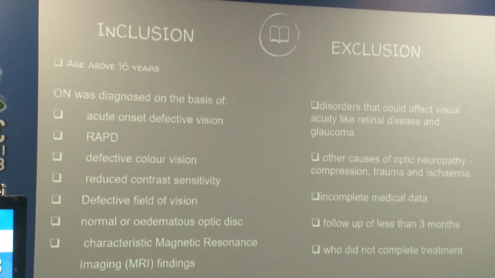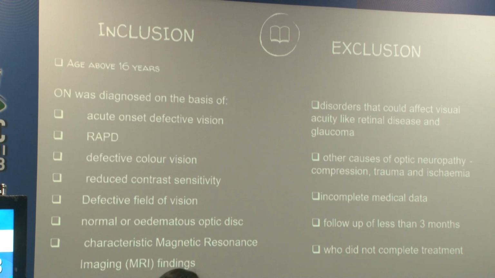And we included patients above the age of 16 years, and optic neuritis was diagnosed based on thorough history and clinical evaluation. These were patients with acute onset defective vision with or without pain, relative afferent pupillary defect in unilateral cases, dyschromatopsia and reduced contrast sensitivity, defective field of vision in the form of central scotoma or centrocecal scotoma, normal or edematous optic disc finding, and characteristic MRI findings.